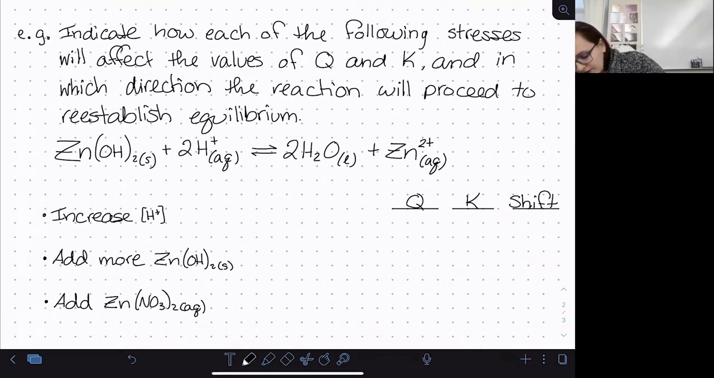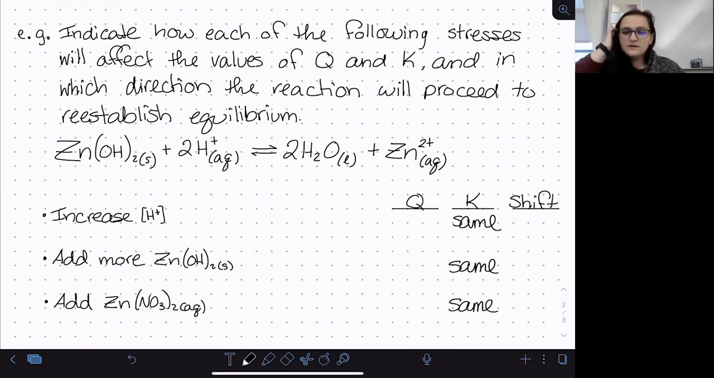So since we are only changing concentrations here, we are not changing K. The equilibrium constant remains constant if all that's changing is the concentrations, but we are affecting the value of Q, which means that after each of these stresses, we may have a situation where Q is greater than K or Q is less than K, which will dictate whether our reaction shifts forward or reverse, respectively. So the first thing you're going to want to do is write your equilibrium expression, and that's going to help you determine how these different changes actually impact the value of Q.